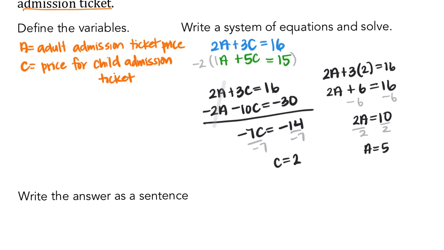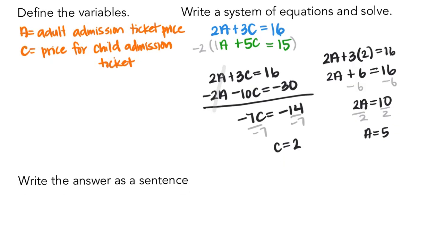Okay, let's write the answer as a sentence. So A was the adult admission ticket price. So adults cost $5. Admission tickets cost $5. Okay, adult admission tickets cost $5. And then what's the price for a child's admission ticket? $2.